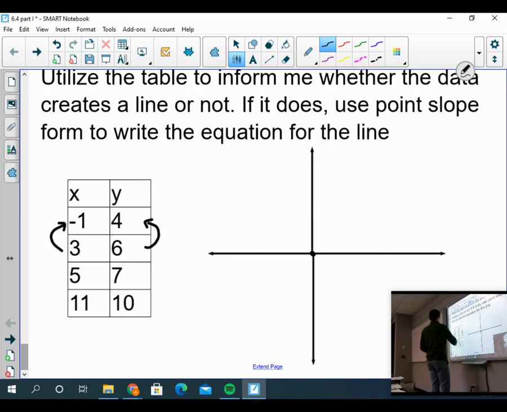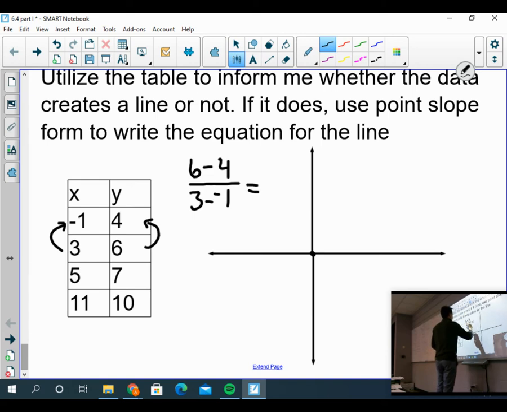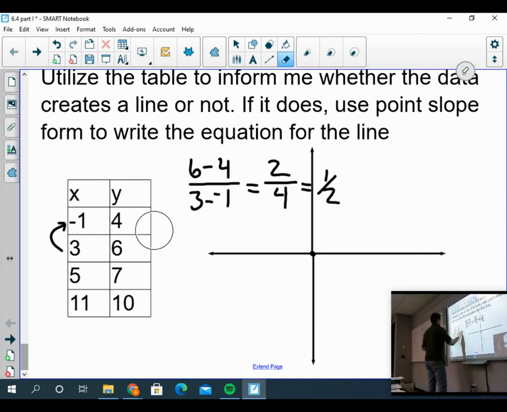If you're thinking back to our tables in 6-1, how did we find slope? All we do is y2 minus y1 over x2 minus x1, or the change in dependent over the change in independent. Either way, we should be doing 6 minus 4 over 3 minus negative 1. Again, if this doesn't feel familiar, jump back to 6.1 notes, and you'll see we did this similarly with tables. Okay? 6 minus 4 is 2. 3 minus negative 1 is 4, giving me a slope of 1/2. Okay? Let's try the next set of points.